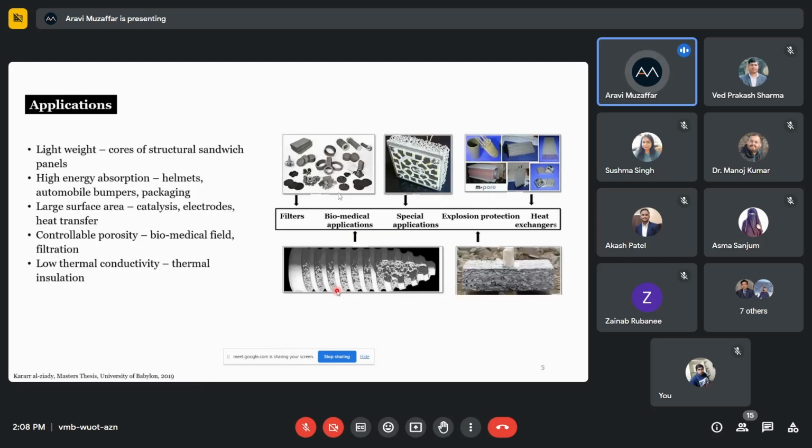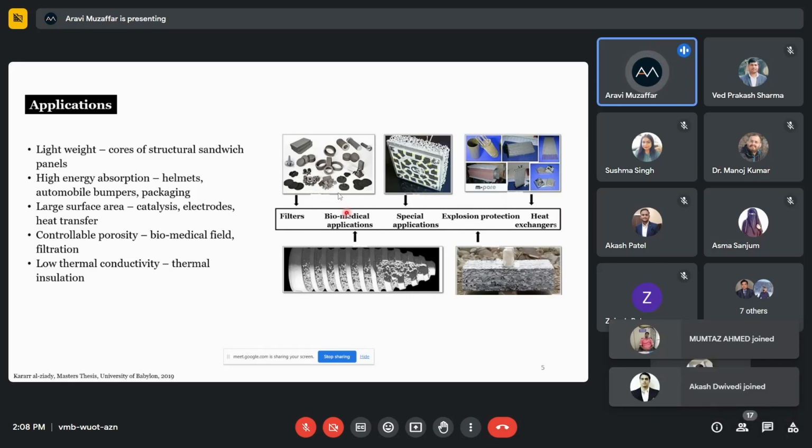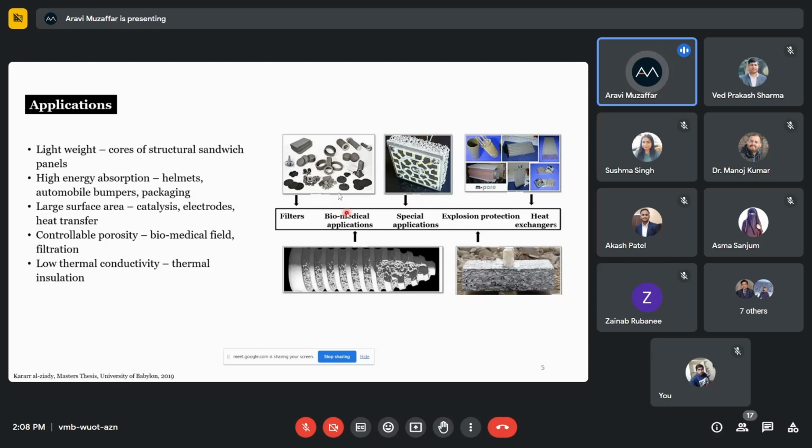So what are the applications of these porous materials? Because of their light weight, they are used in the core of structural sandwiches. They're also used in fillers and filters. And because of the presence of pores, they're also used in biomedical applications. The presence of pores ensures that there is connectivity between the osteoblasts, as a result of which you have a connective network of tissues formed, resulting in better application of these porous materials as biomedical implants.